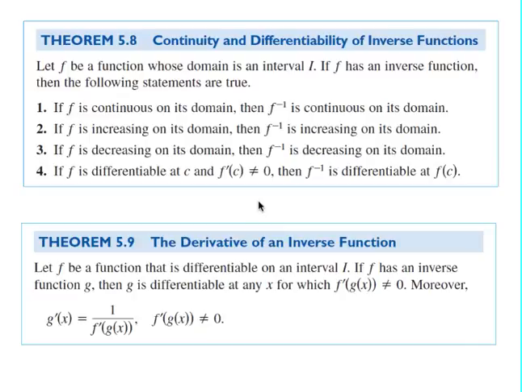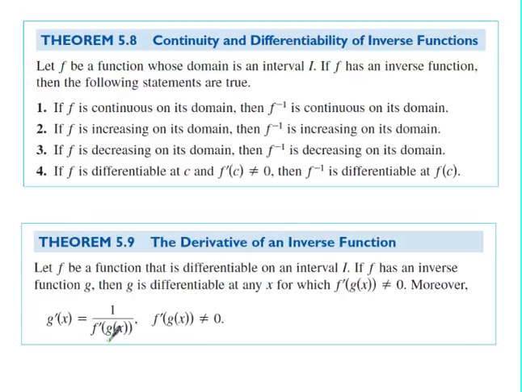And so the derivative of an inverse function says: let f be a function that is differentiable on an interval. If f has an inverse function g, then g is differentiable at any x for which the derivative of the inverse does not equal 0. I don't think you need to write that down. We're going to look at an example.